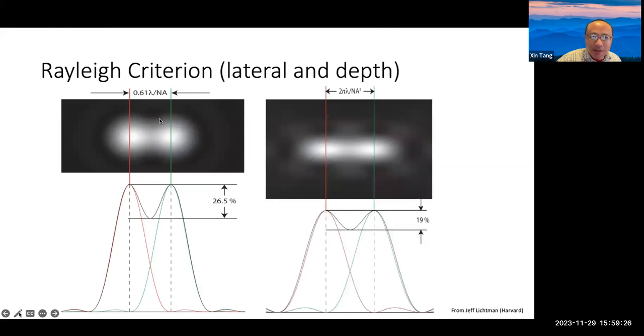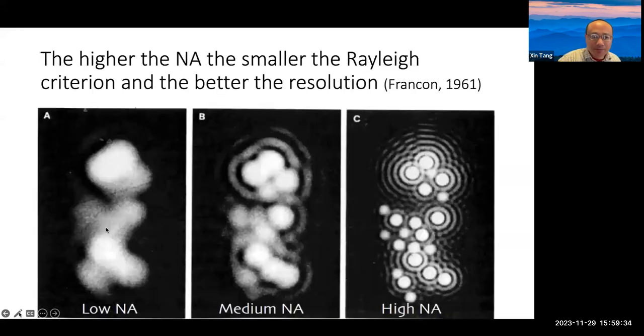For example, here is one example. This is in the XY plane. If you look at the Z plane, they also cannot tell, okay? So let me give you one example. Here is one example. We just change the numerical aperture.